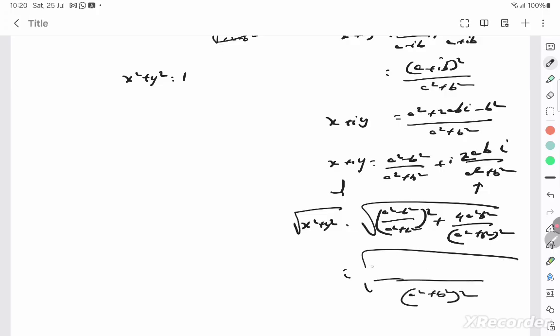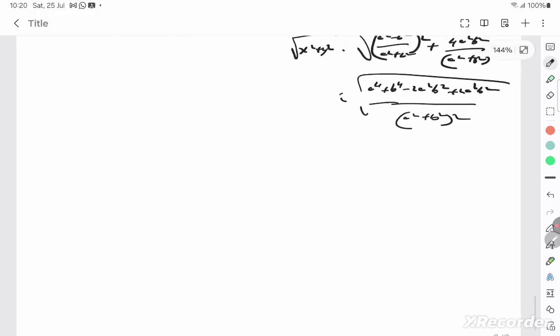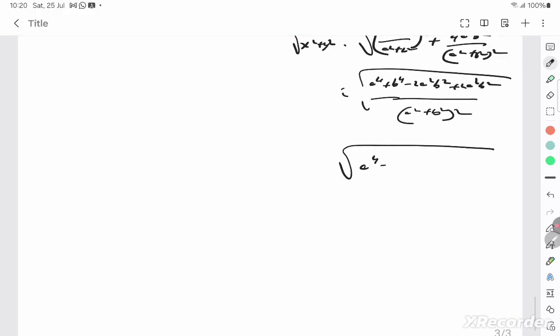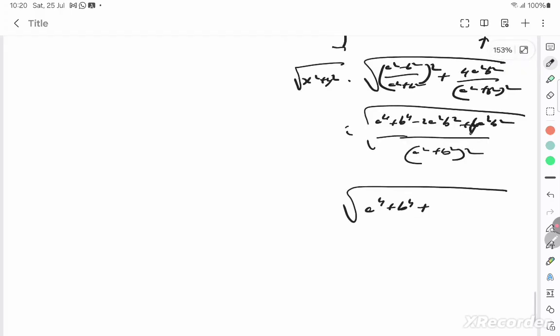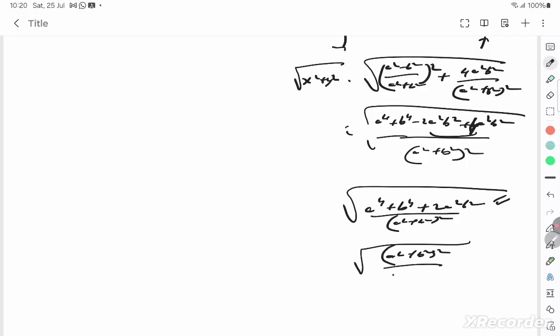And when you expand the numerators, a to the power 4 plus b to the power 4 minus 2a square b square plus 4a square b square. So what would that become? It is root of a to the power 4 plus b to the power 4 plus, this is a 4, right, so it's plus 2a square b square, by a square plus b square the whole square, all within root. And this numerator can be written as a square plus b square the whole square, and a square plus b square the whole square. The whole thing becomes a 1, and root of 1 is 1. So squaring both sides, you get x square plus y square is equal to 1.